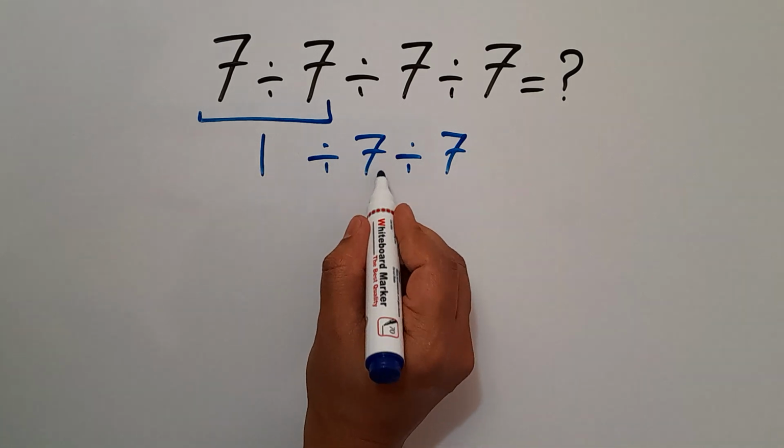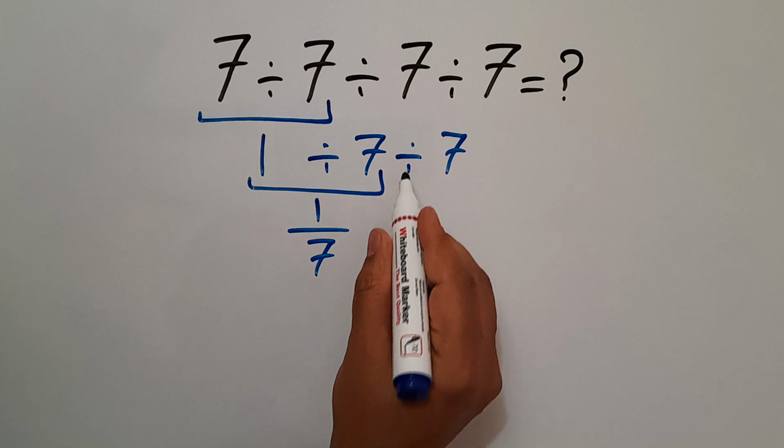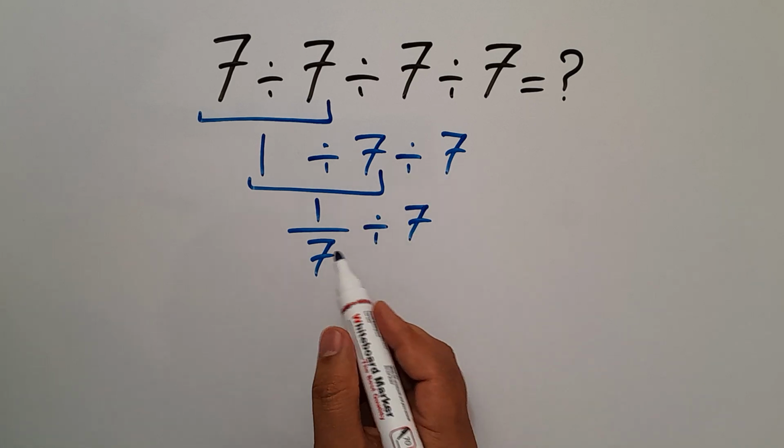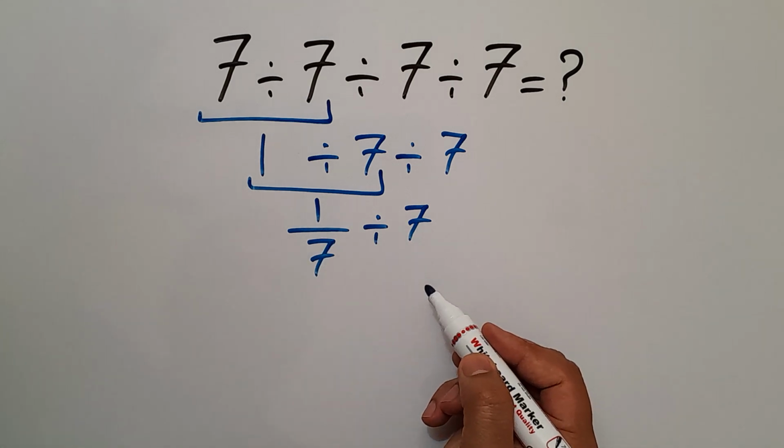1 divided by 7 can be written as 1 over 7. And we have here divided by 7. Now we have just 1 over 7 divided by 7.